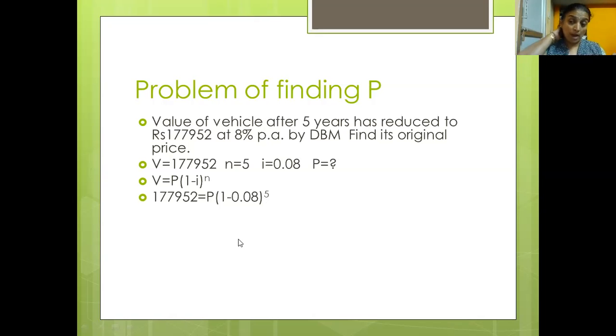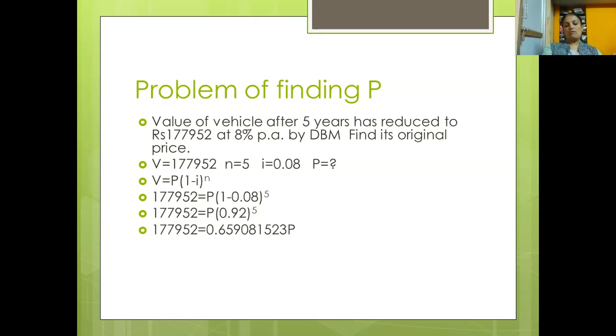First you go for 1 minus 0.08. What is this? 0.92 raised to the power of 5. 0.92 raised to the power of 5, you do. Okay. Press 0.92 in the calculator, then press the multiplication sign, and then press the equal sign 4 times. Then you will get easily 0.659081523. This should be multiplied by P, okay?